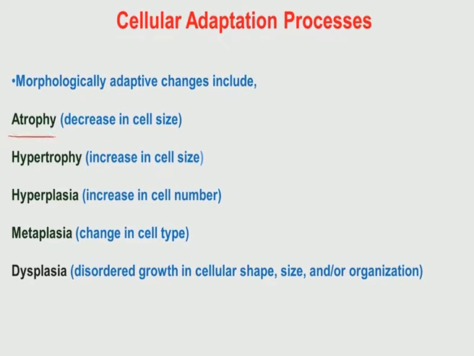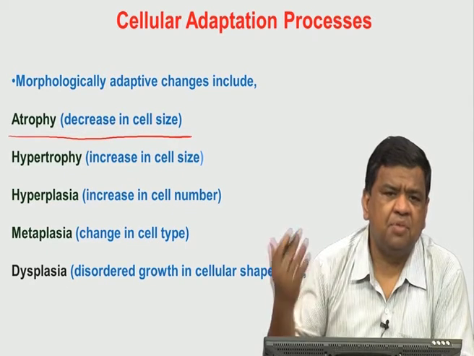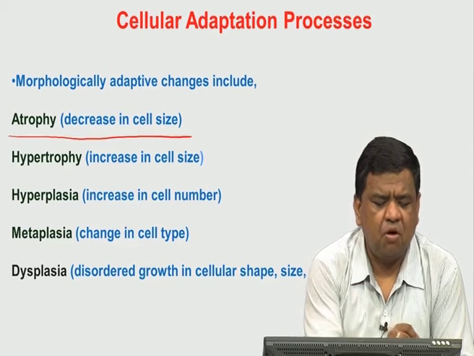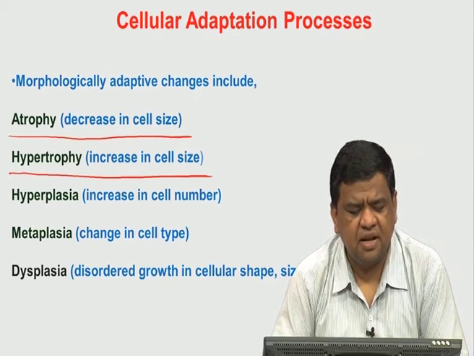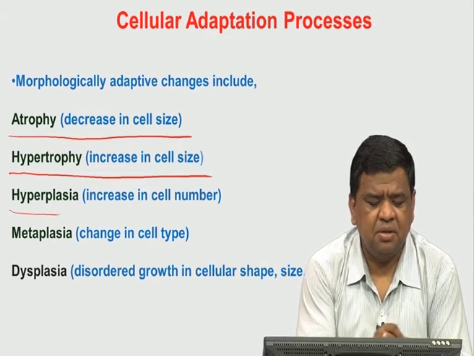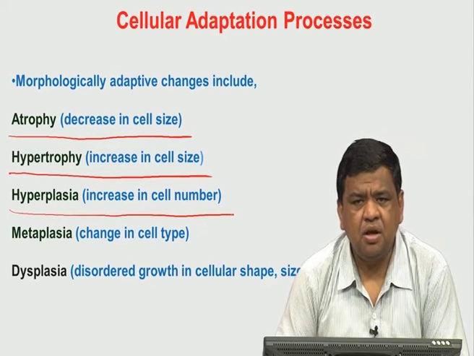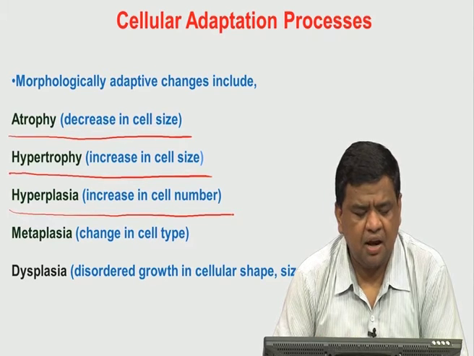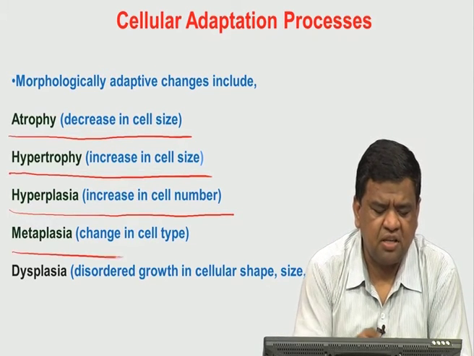First one is atrophy. Atrophy means decrease in cell size. Hyper means something larger, so hypertrophy means increase in cell size. Third one is hyperplasia. Hyperplasia means increase in cell number. So, anything hyper means higher. Metaplasia means change in cell type.